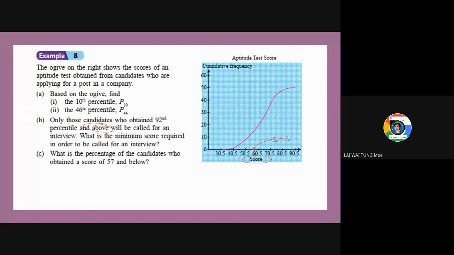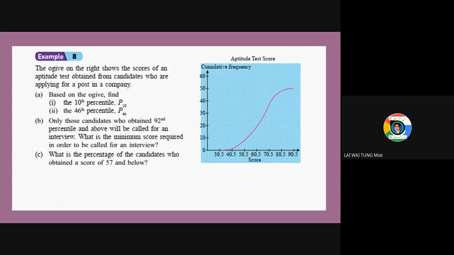So what you do is, now we do the opposite. Just now, when we found the quartile and the percentile, we went from the y-axis across to here and then down. So now we go the opposite way. From the x-axis, at 57 score, we go up until we meet the OGIF, and then draw a straight line to your y-axis and read the value for this point. The value for this point is your answer.